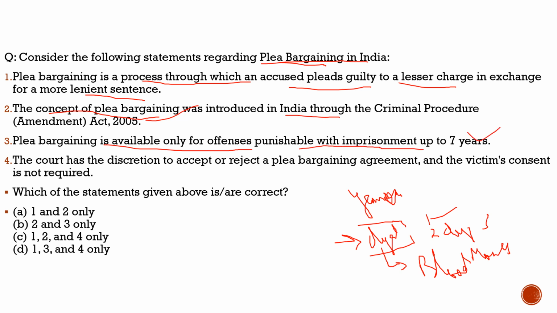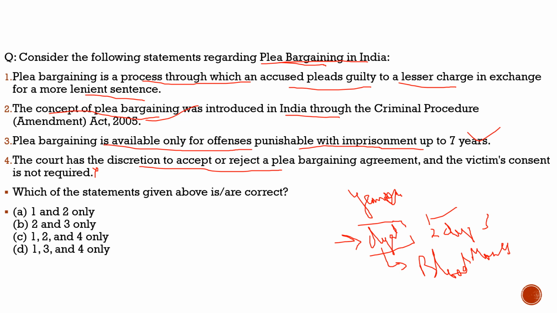100% correct. But here one thing you should make very clear: if there is any person who has done the same mistake twice, then he is not eligible for that, even though the punishment would be below 7 years. Then the fourth statement says the court has the discretion to accept or reject a plea bargaining agreement and the victim's consent is not required. This statement is incorrect. Victim's consent is very much required in this. Courts have the discretion to accept it or not, but majorly it is the victim's consent which is also taken care of. So with respect to this question, the correct statements are statement 1, statement 2, and statement 3.